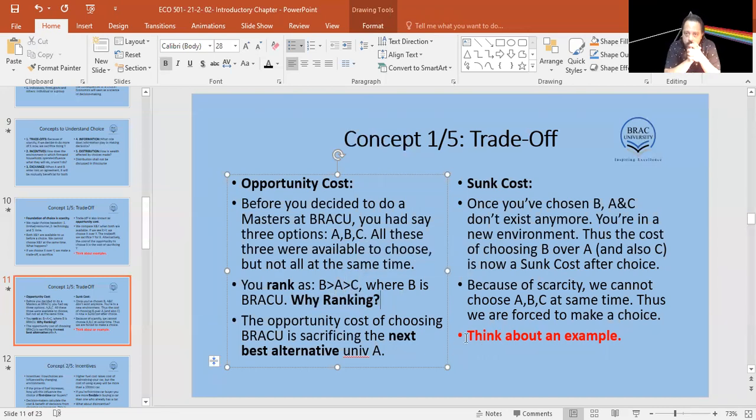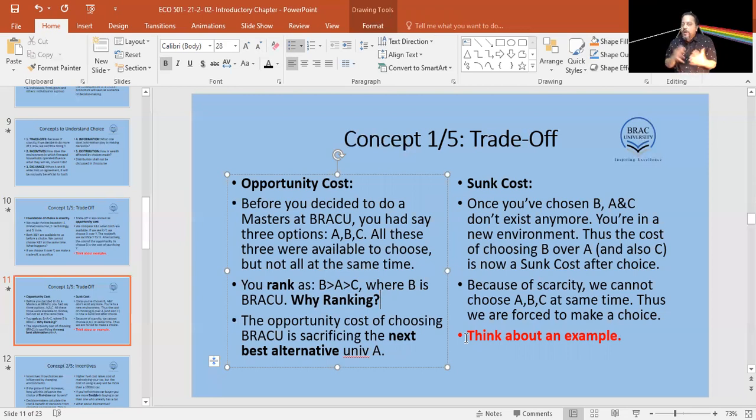So what is the opportunity cost? The opportunity cost is the next best alternative that we sacrificed. Next best alternative that we sacrificed. So in our ranking, we had B, A, C. We chose B. The next one that we didn't choose was A. So A is the opportunity cost of choosing B. If somebody's ranking was B, C, A, and they chose B, then the opportunity cost would have been C for choosing B. Next best alternative.